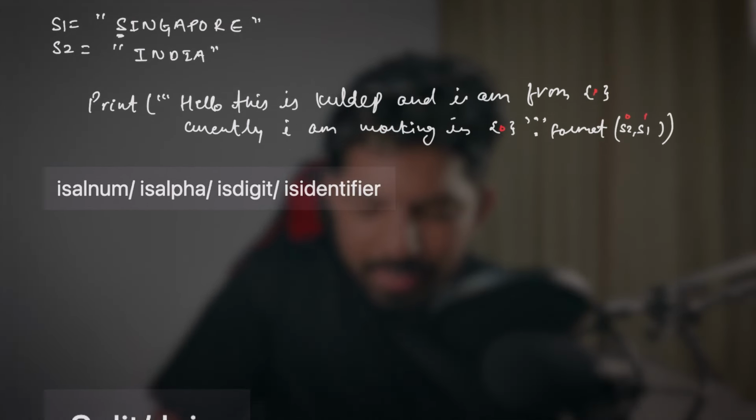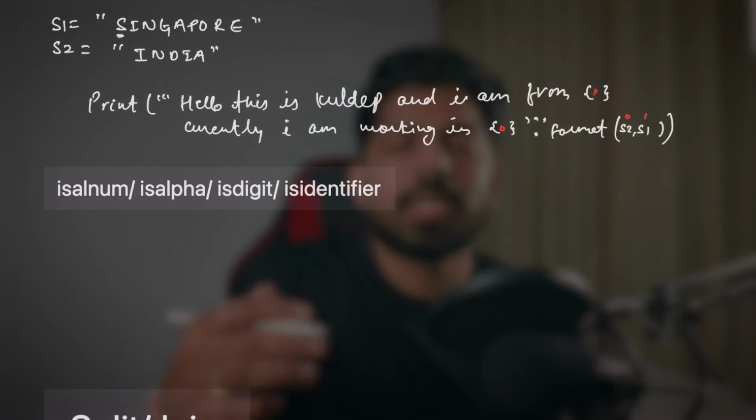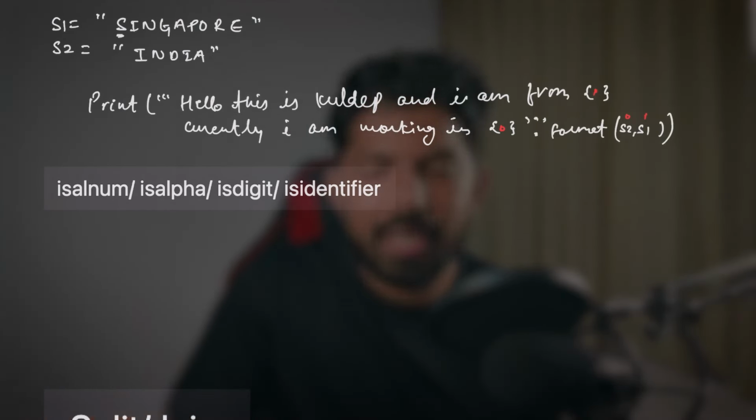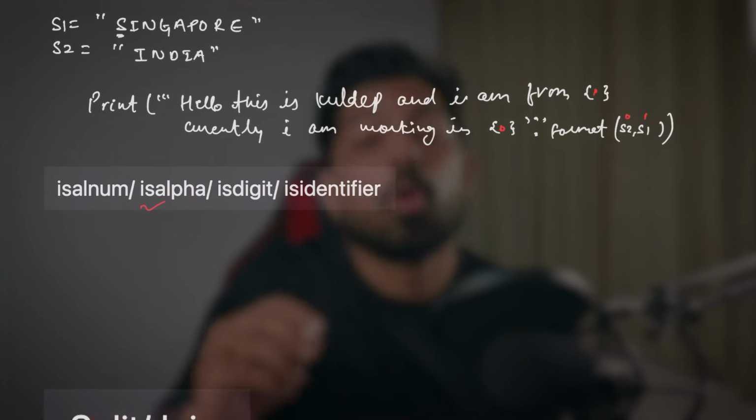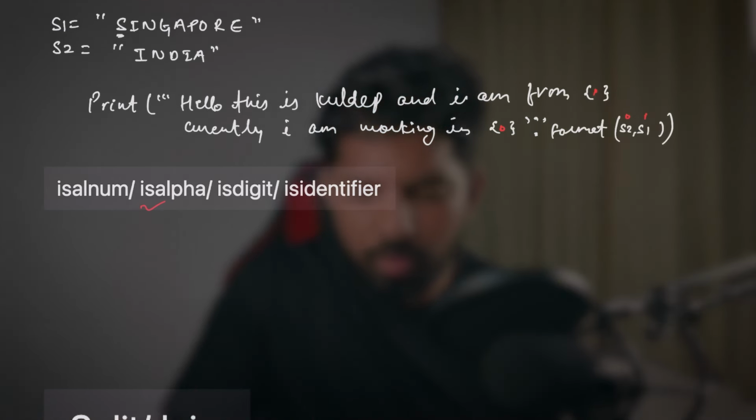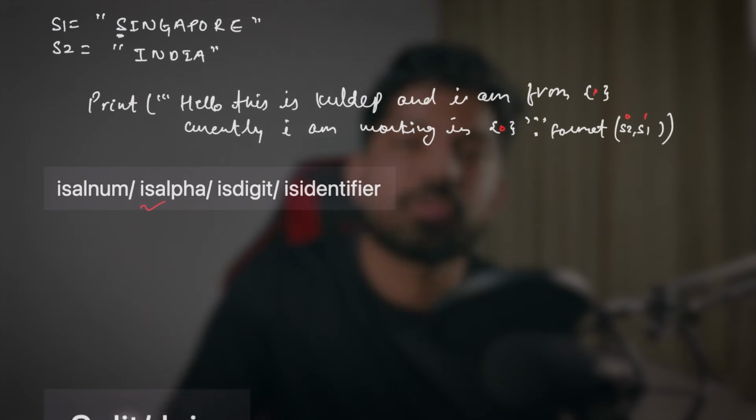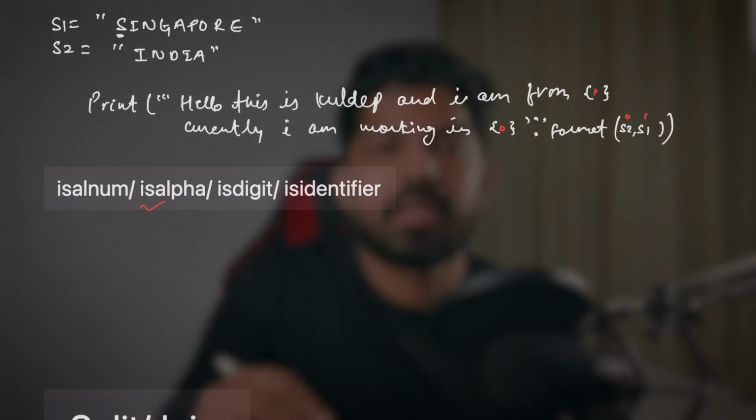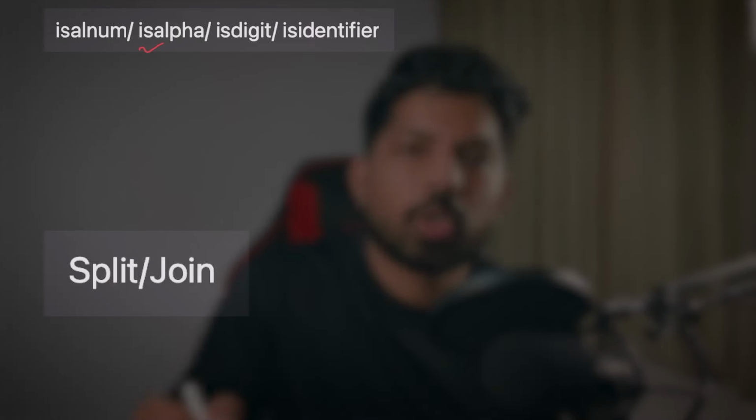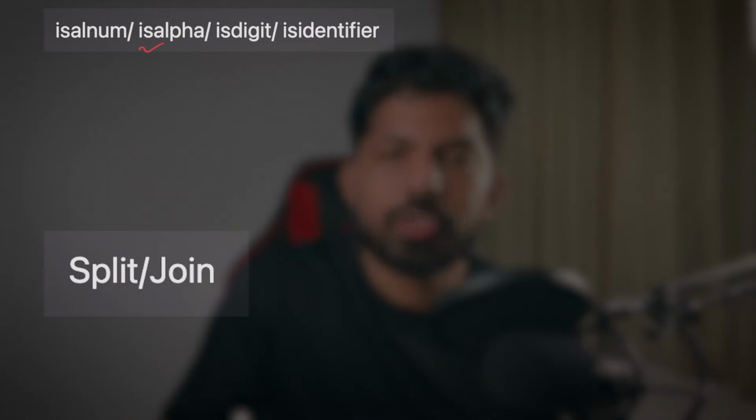Then we have isalnum, isalpha, isdigit, isidentifier. Isalnum checks whether it's an alphanumeric value, and isalpha checks whether it is an alphabet. Isdigit checks just for digits, and isidentifier checks for a correct identifier. Like it should not start with any special character except the underscore. We will test these functions in the code also. So just wait a minute.